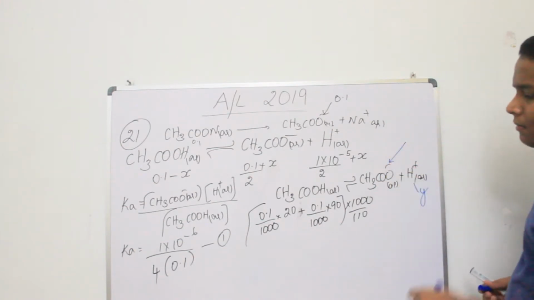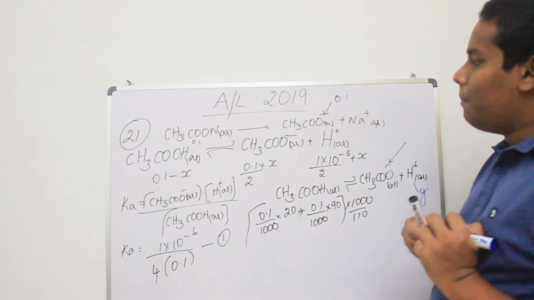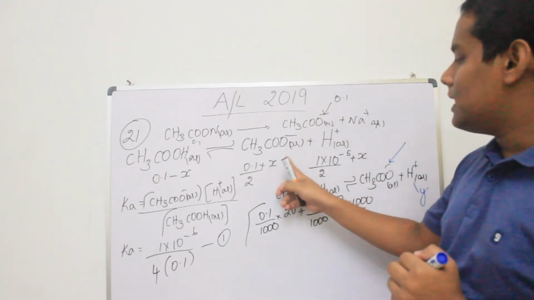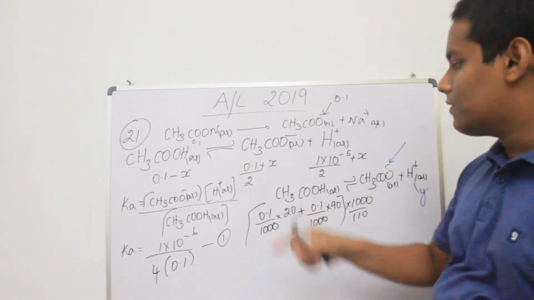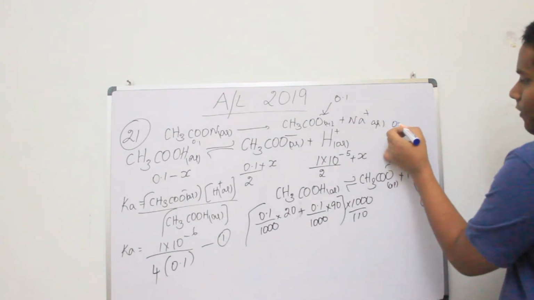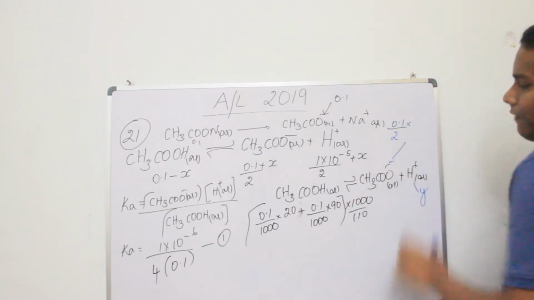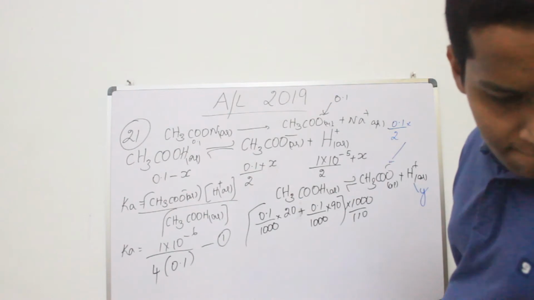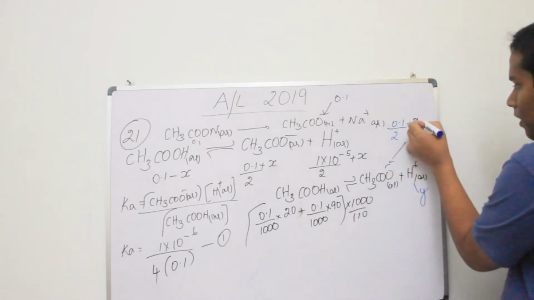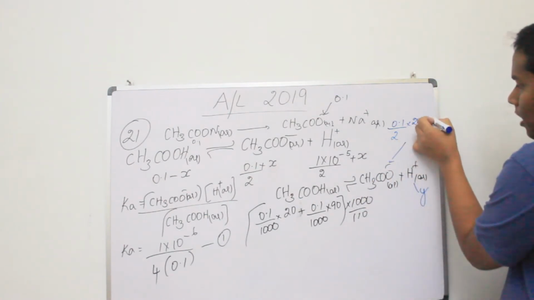That is, from this same CH3COO minus will come. So that is 0.1 over 2. If that was there in 20, total is 110. How much is there? 1000.